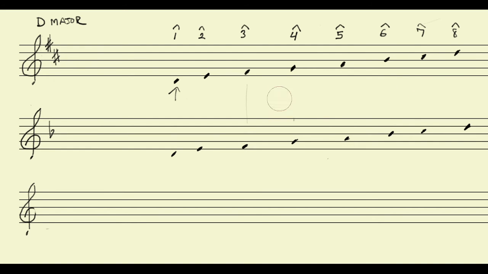Which means all I have to do, now that I know that I'm going to be using the key signature of F major to make this into a D minor scale, is go over here, erase my key signature of D major, replace it with my key signature for F major, which is also the key signature for its relative minor, D minor. And just by changing the key signature, I have changed my D major scale into a D minor scale.